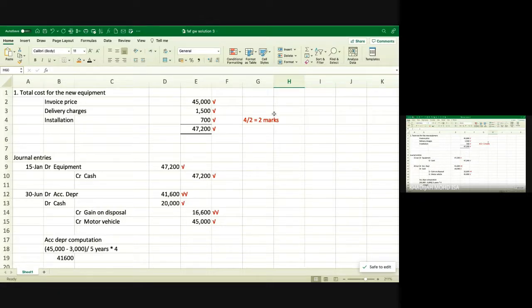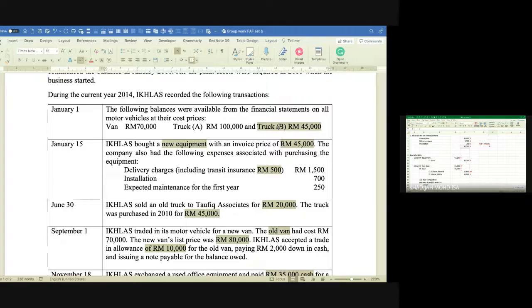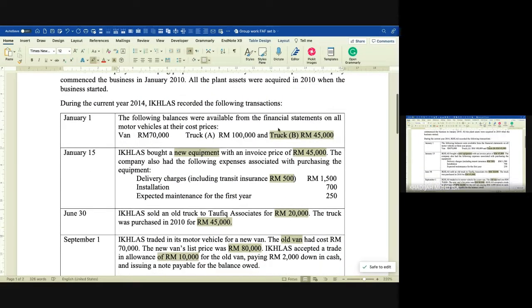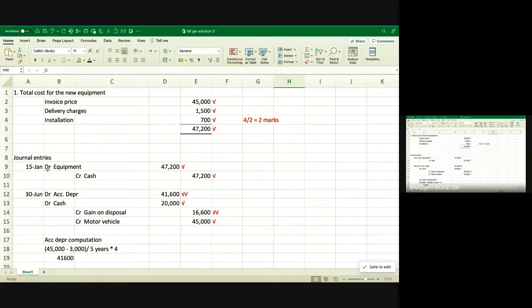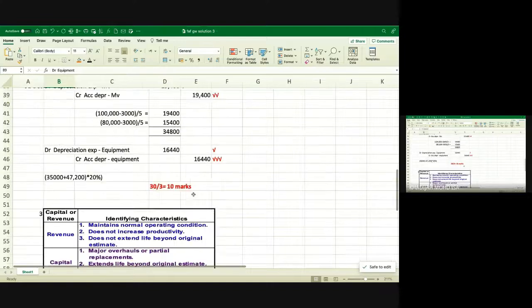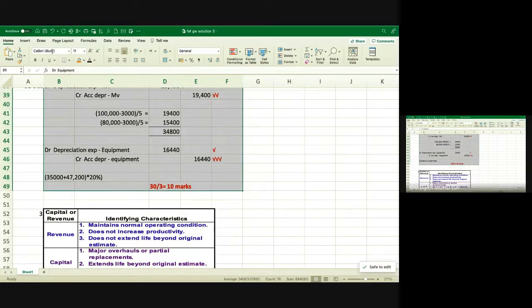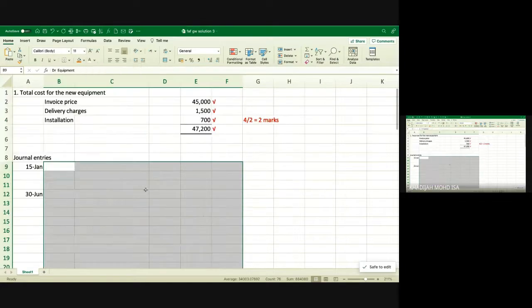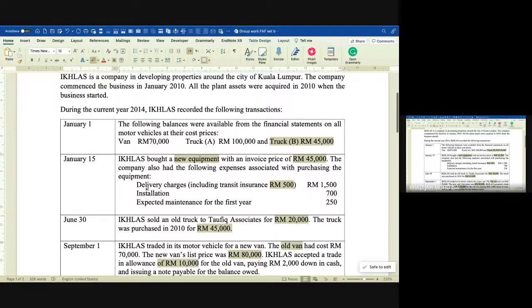So here, they give you the marking scheme as well. So that's how we actually mark your answer. You have 4 ticks and then divide by 2. So that's how you get 2 marks. All right. And then record the journal entries. So let's record the journal entries. Let me block first. Okay. The journal entries, number 1, January 1.